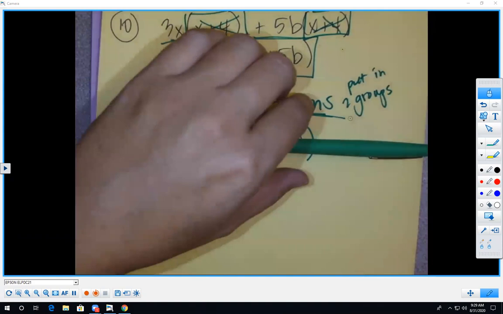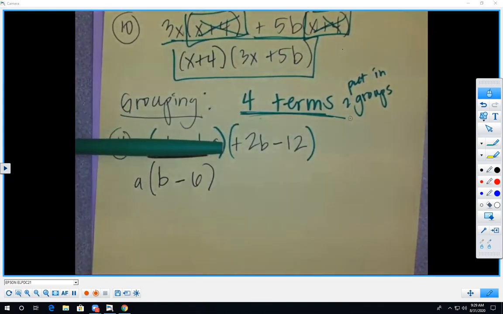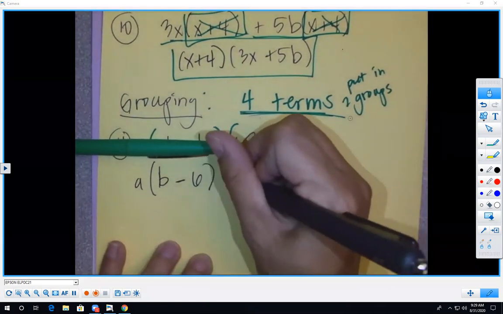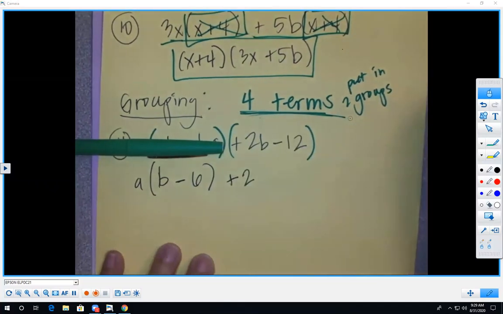Okay, now I'm going to do the same thing on the other side. Cover up the first set of parentheses and look at the other side. 2b and 12. What's the greatest common factor of 2b and 12? 2. Is it positive 2 or negative 2? Positive, because the first thing's positive. So I'm going to put plus 2, a positive 2.